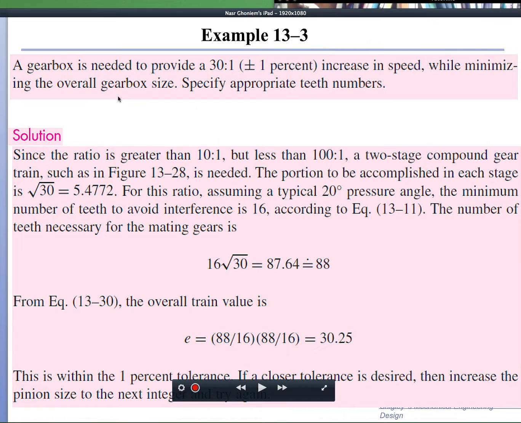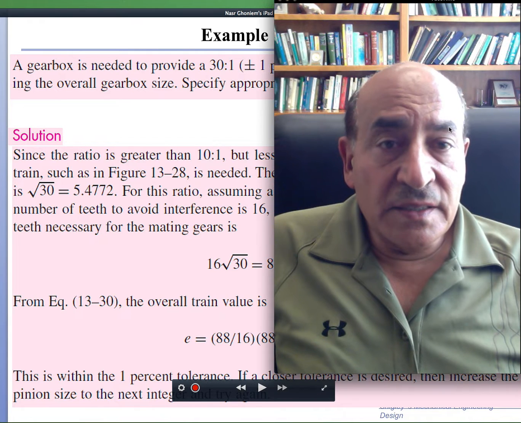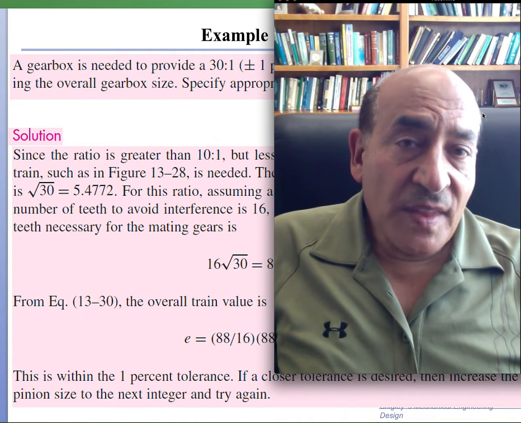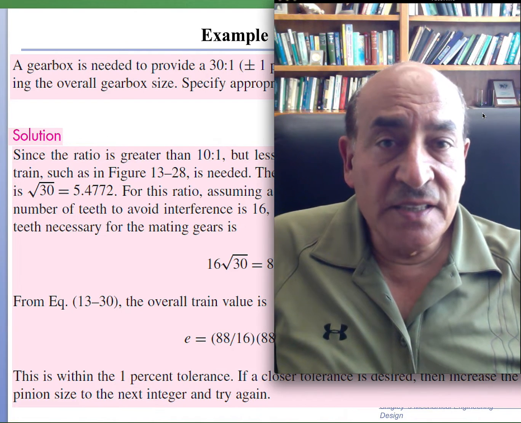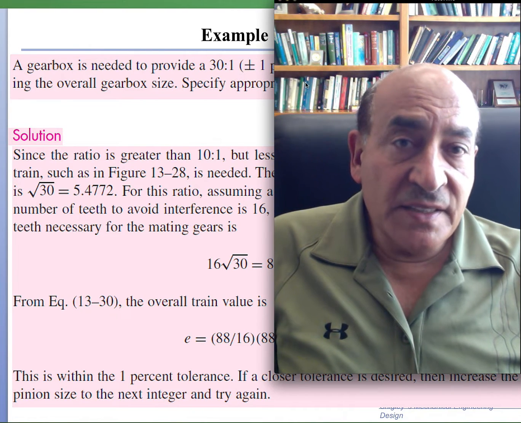ratio that is required. So we need to design a gearbox, and the gearbox will provide a 30-to-1 increase in speed, but we want to minimize the overall gearbox size. So in this case, we want to specify the appropriate teeth number, so we can actually order such teeth, like in real design projects like the one that we have in a physical class. We order different gears, but we need to know how many teeth on the gear are required so that we can mesh them together and put them on the shafts and make the gearbox.